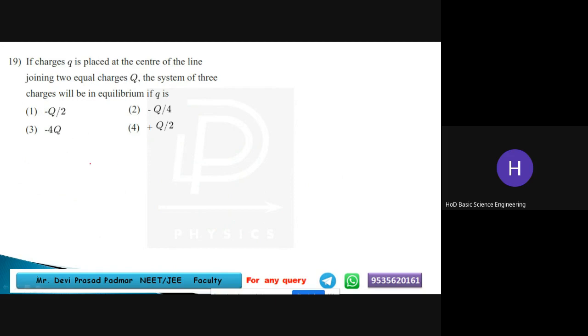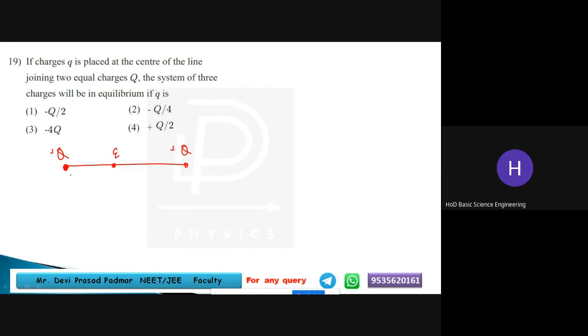So at equilibrium, consider two charges, and somewhere in between these, one more charge is kept. Now these three charges must be at equilibrium. That means if you consider any one particular charge, let us consider this particular charge. All are positive, equal charges q, and the system of three charges will be in equilibrium.